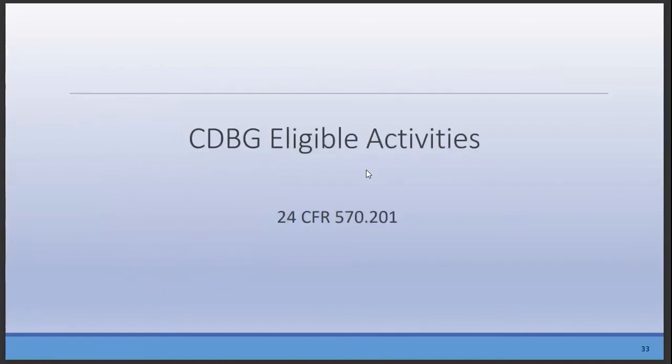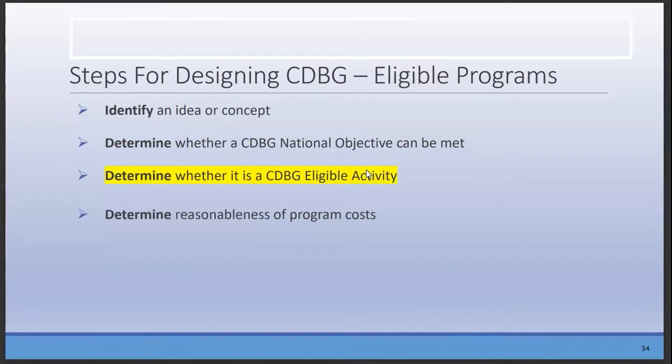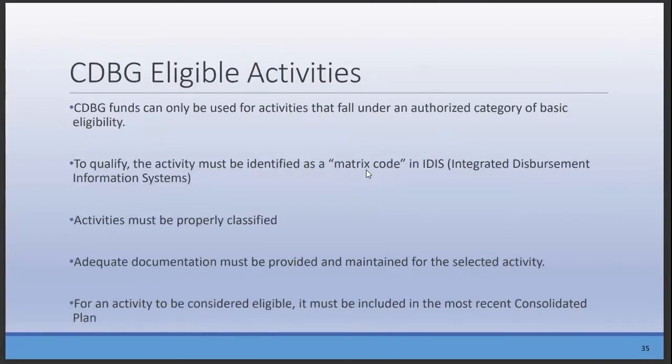Next, I will go over CDBG eligible activities from the Regulations, 24 CFR Part 570.201. This is the 3rd step in designing a CDBG eligible program. CDBG funds can only be used for activities that fall under a matrix code or authorized category of basic eligibility. In other words, for every eligible activity, there must be a matrix code.